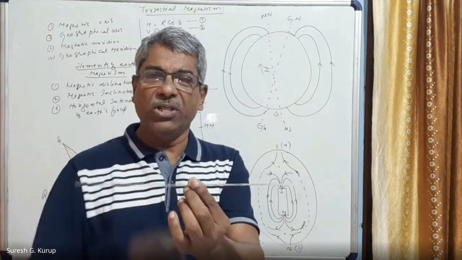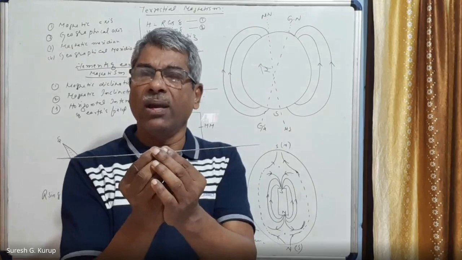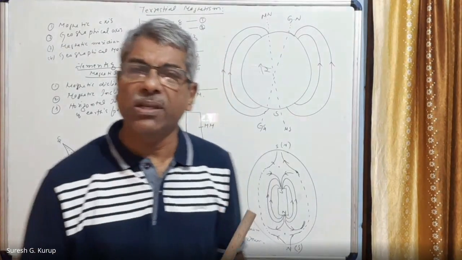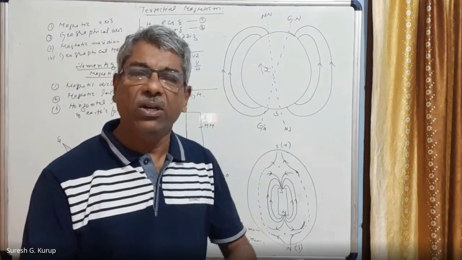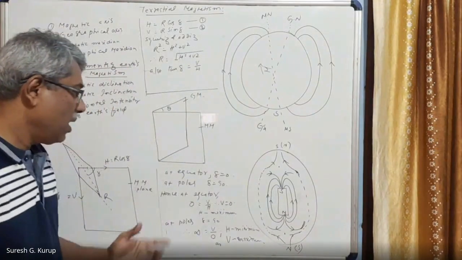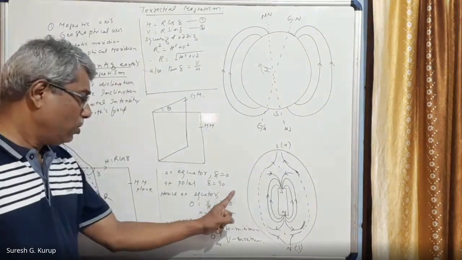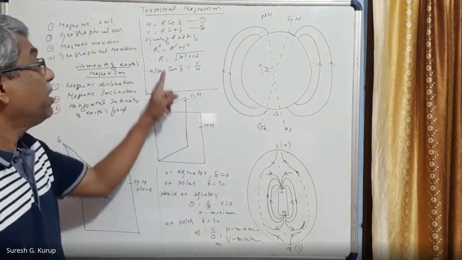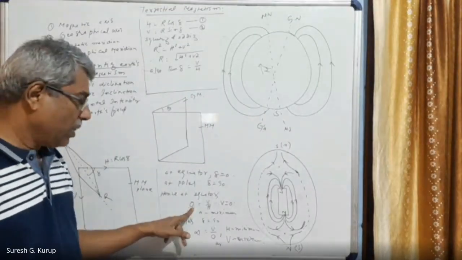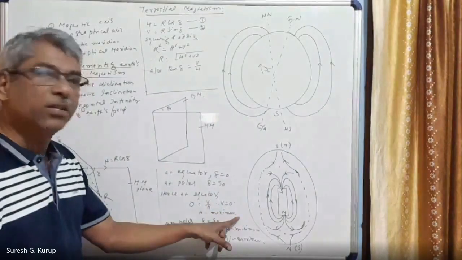But at the equator, it is quite horizontal because the angle of inclination or angle of dip is equal to zero. So at the poles, the angle of dip is 90 degrees, and at the equator, the angle of dip is equal to zero. Right? That can also be proved here. At the equator, delta is equal to zero, and at the poles, delta is equal to 90 degrees. At the equator, delta is equal to zero, that means tan delta is equal to zero, which is equal to V by H. Therefore, V is equal to zero. Why is V equal to zero? Because H is maximum. Right?